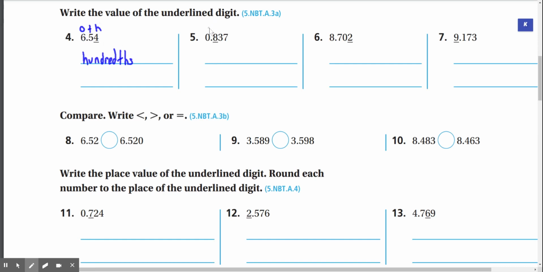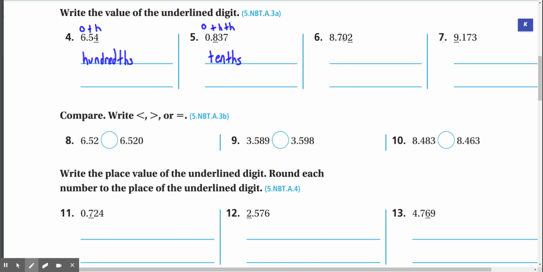Number 5, 0.837. We have 0 in the ones place, 8 in the tenths place, 3 in the hundredths, and 7 in the thousandths. We'll say that 8 is the underlined digit, and it's in the tenths place.